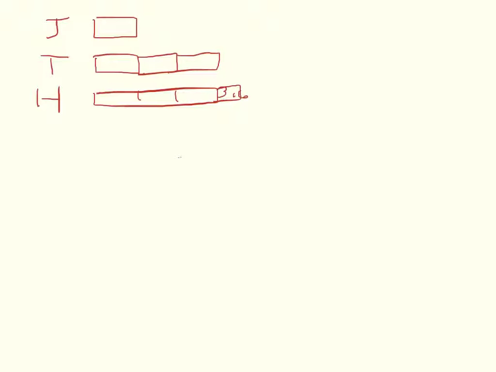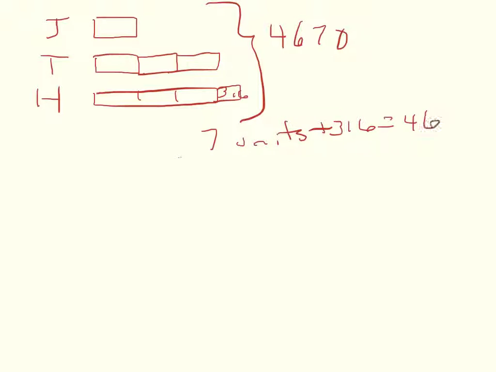And then the total that they all scored is a total of 4,670. So then I know that these 7 rectangles, because there's 1, 2, 3, 4, 5, 6, 7, and 316 points, so I call each rectangle a unit. So 7 units plus 316 is equal to 4670. So then if I subtract 316 from both sides, I get that 7 units should be 4354, I believe.